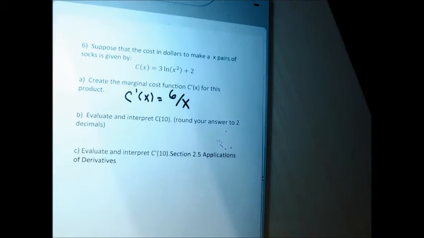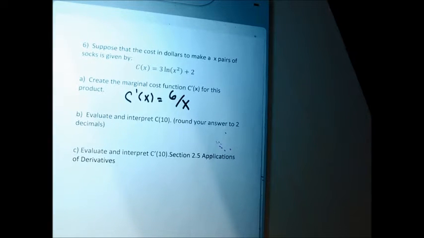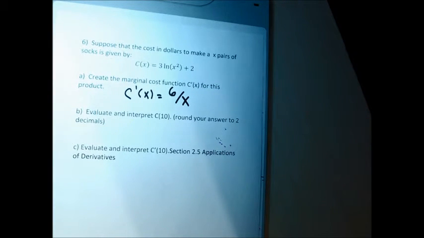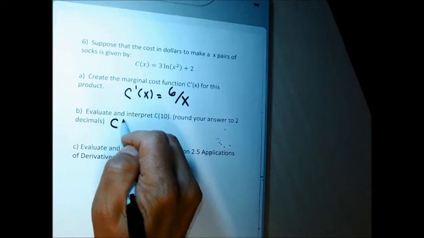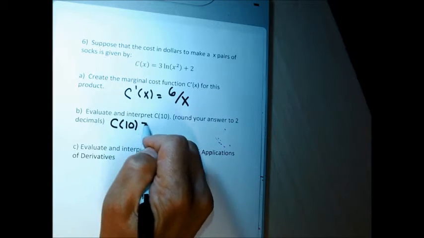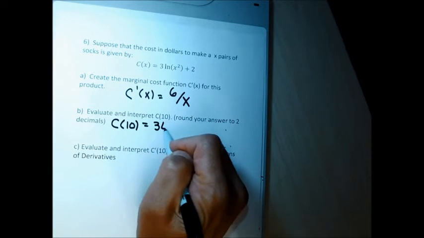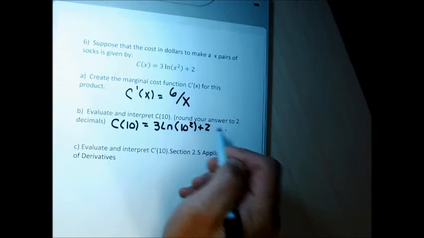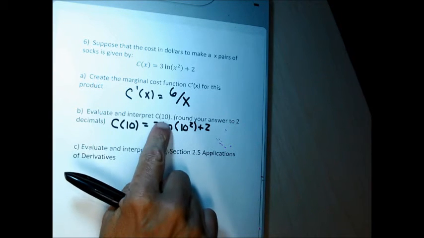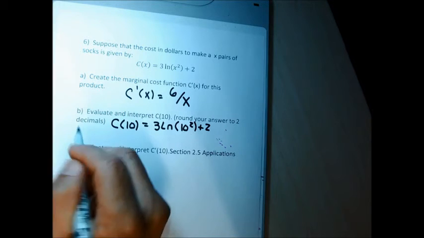So I have the original function, I have my derivative, I can get the y answers to part B and part C using the main screen, or I can use my y equals. I'll do it both ways because this is easy both ways. So the first thing I need to do is c of 10, which is going to be 3 times the natural log of 10 squared plus 2. And what that's going to give me is the cost to produce 10 pairs of socks.